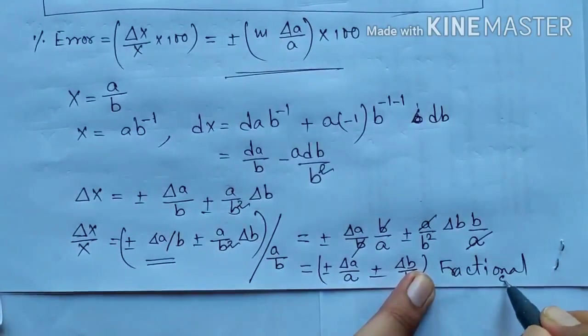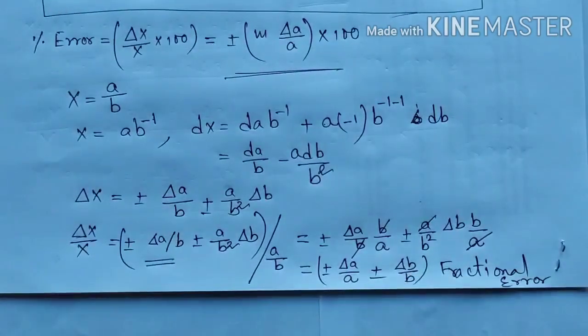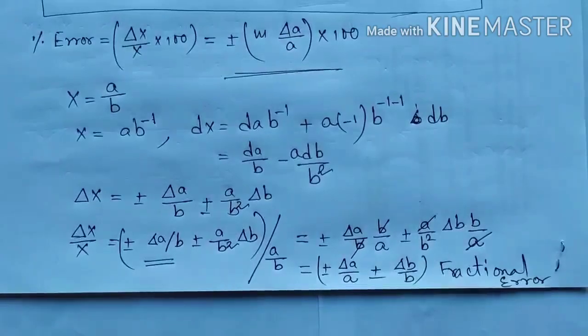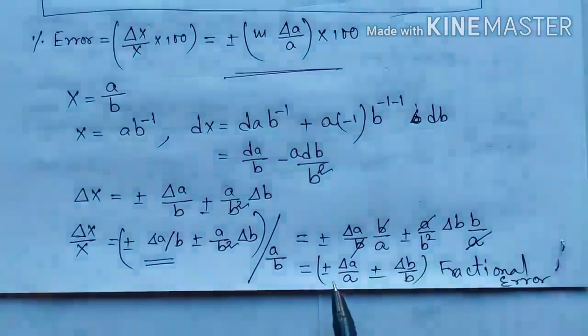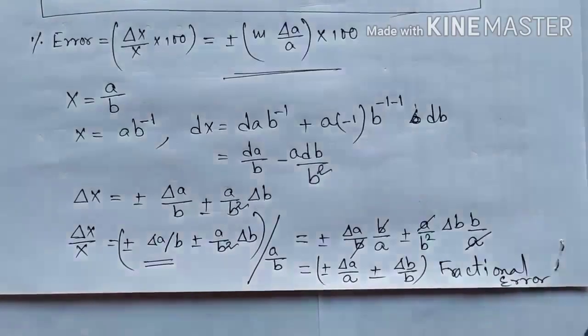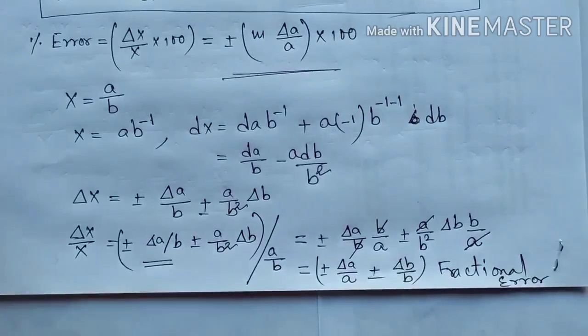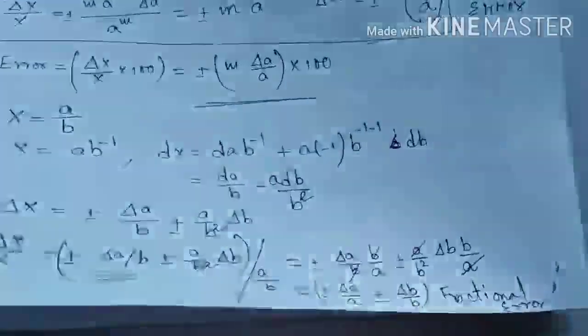Fractional error. So now you can easily calculate the expression for percentage error. It is nothing but delta A by A plus minus delta B by B multiplied by 100. I don't think I have to write it again and again. So this is the expression of fractional error. Now the last form, and it is a bit long.